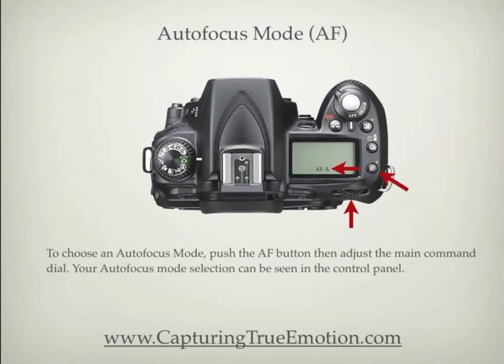To choose an autofocus mode, push the AF button, then adjust the main command dial. Your autofocus mode selection can be seen in the control panel.